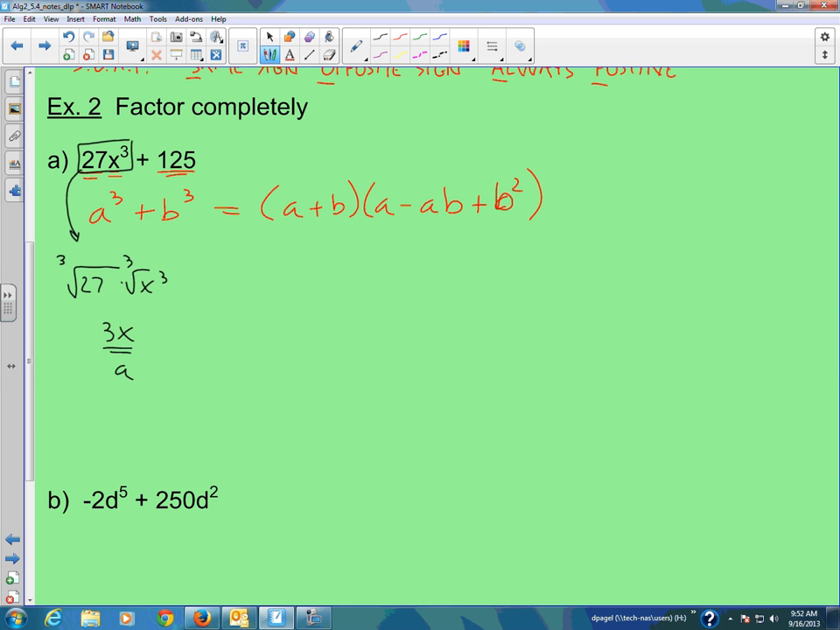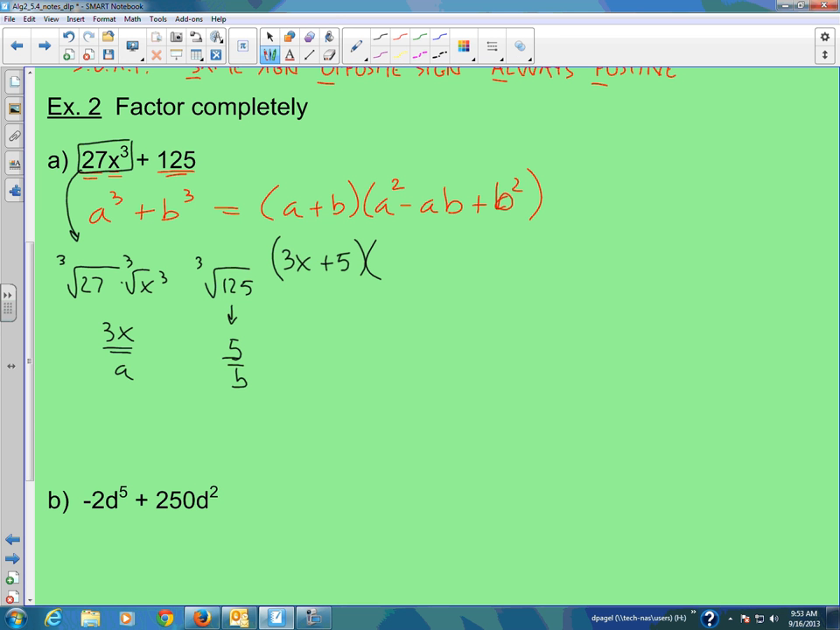We do the same thing with 125. You take the cube root of 125, and what results is 5, and that's our b value. All right, so far we have our a, which is 3x, and our b, which is 5, and we write that as our binomial. Now to fill in the rest of the trinomial, we can use the 3x and the 5 to come up with that. Oops, forgot to square my a there.